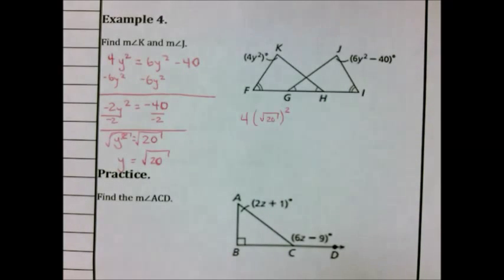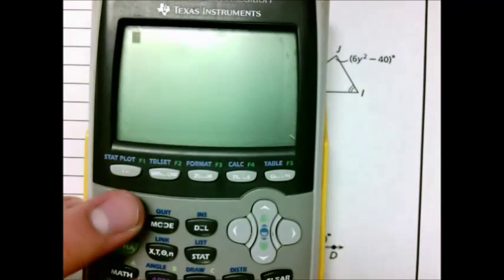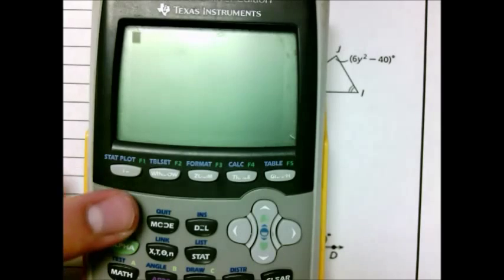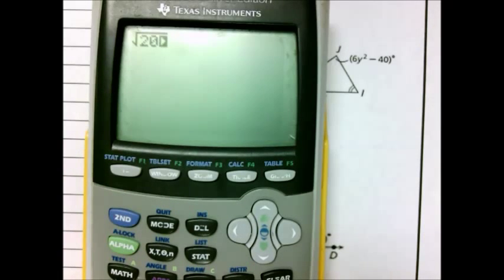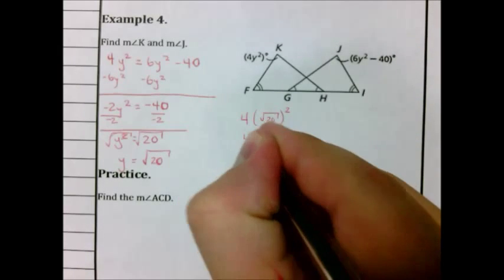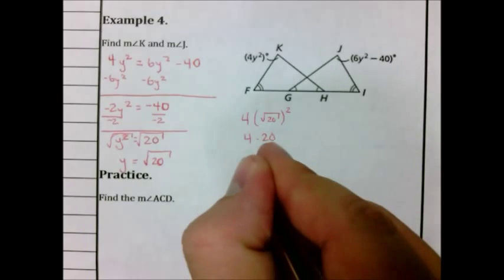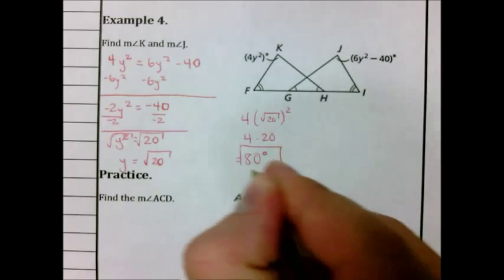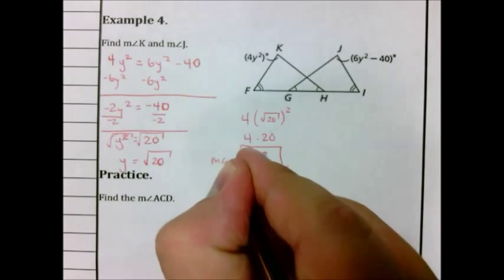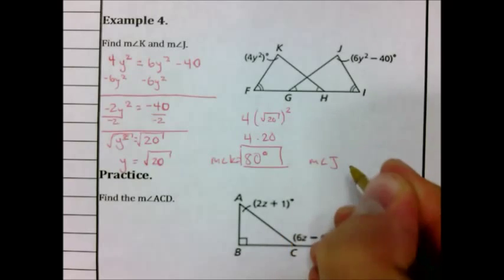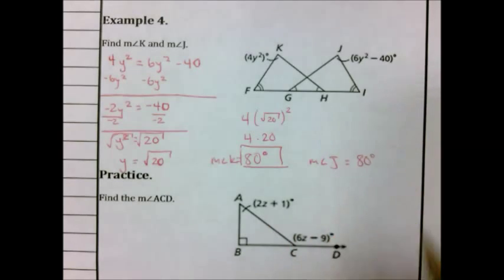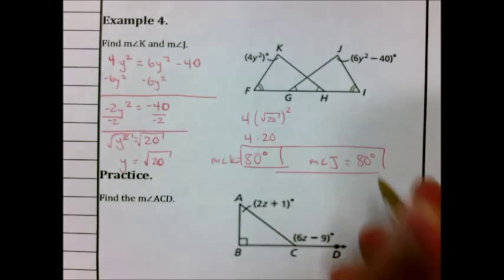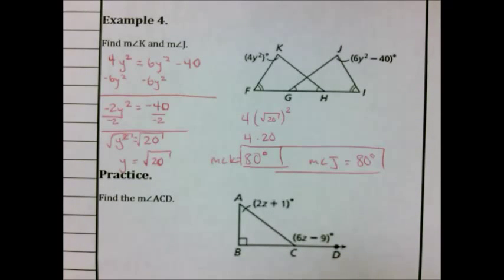Order of operations says that I must do the exponents first. So I do the square root of 20, and then I square it. I have 4 times 20, and 4 times 20 is just 80. So the answer is 80 degrees is the measure of angle K. And the measure of angle J, well, you could do it by yourself, but it's also going to be 80 degrees as well. That's it. Have fun. Hope you enjoyed it.